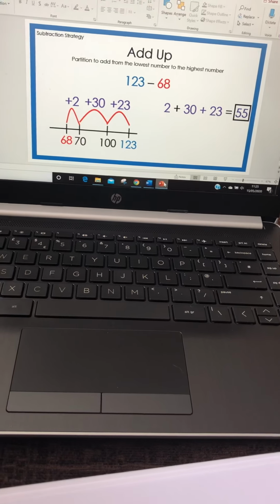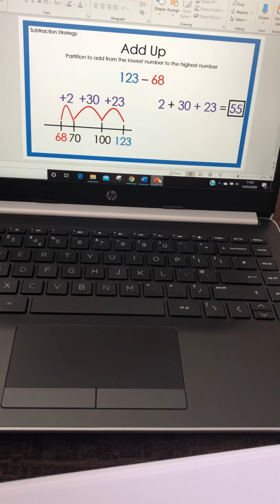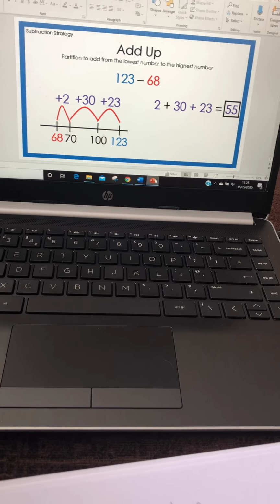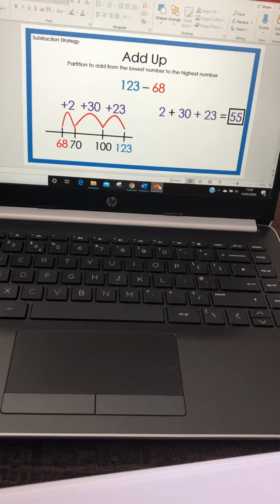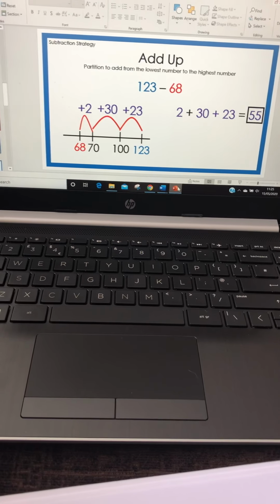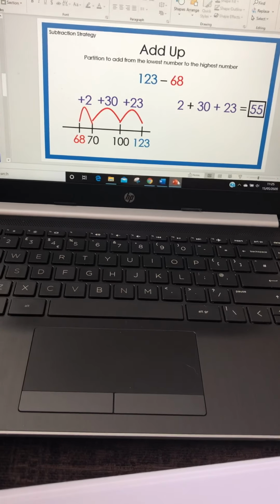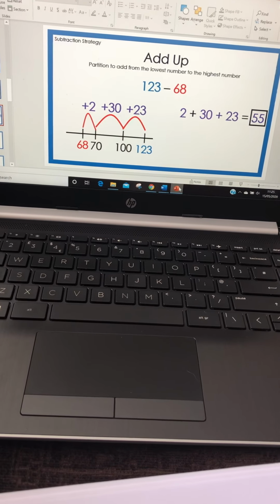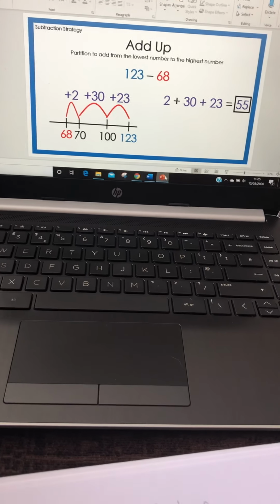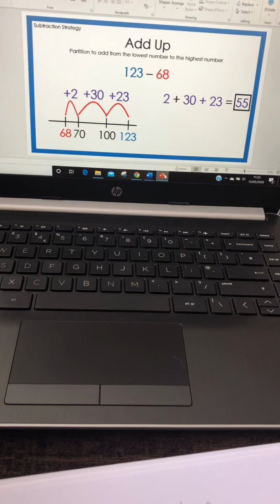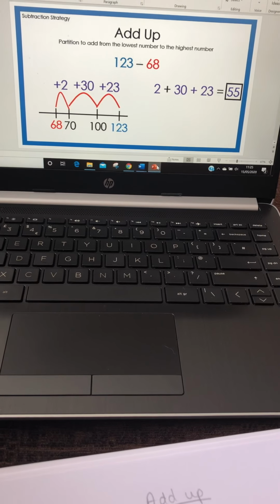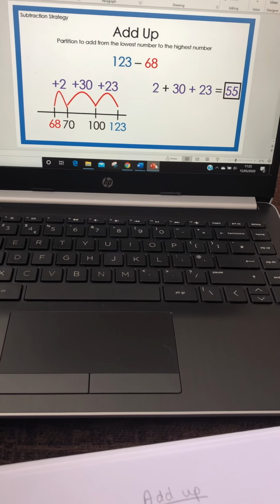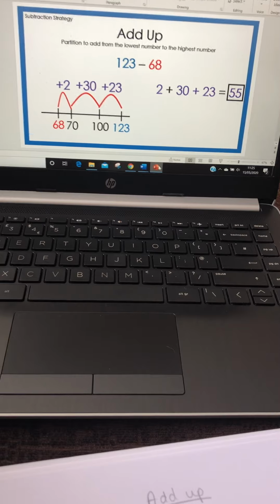Now, this one here is about finding the difference between your two numbers. Okay, it's not about starting at 123 and counting back 68 and then landing at where your answer would be. This is about starting at 68 and counting up to 123, and then the jumps is your answer. Okay, so let's do an example.